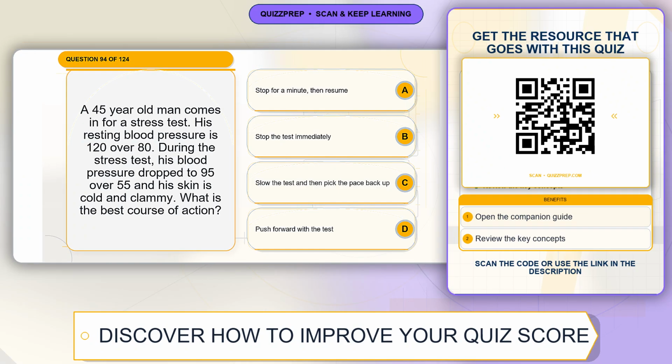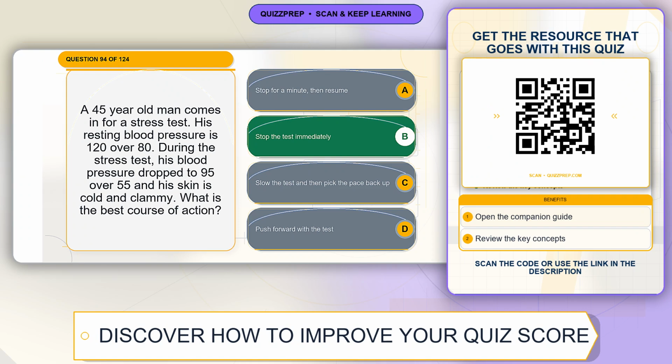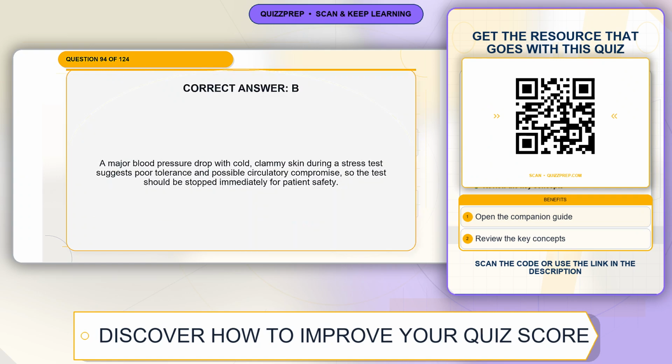Question 94. A 45-year-old man comes in for a stress test. His resting blood pressure is 120/80. During the stress test, his blood pressure dropped to 95/55 and his skin is cold and clammy. What is the best course of action? Option A, stop for a minute, then resume. Option B, stop the test immediately. Option C, slow the test and then pick the pace back up. Option D, push forward with the test. The correct answer is option B, stop the test immediately. Explanation. A major blood pressure drop with cold, clammy skin during a stress test suggests poor tolerance and possible circulatory compromise, so the test should be stopped immediately for patient safety.